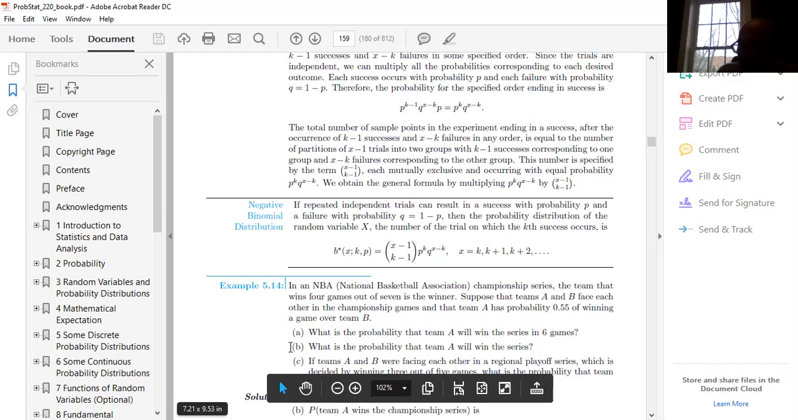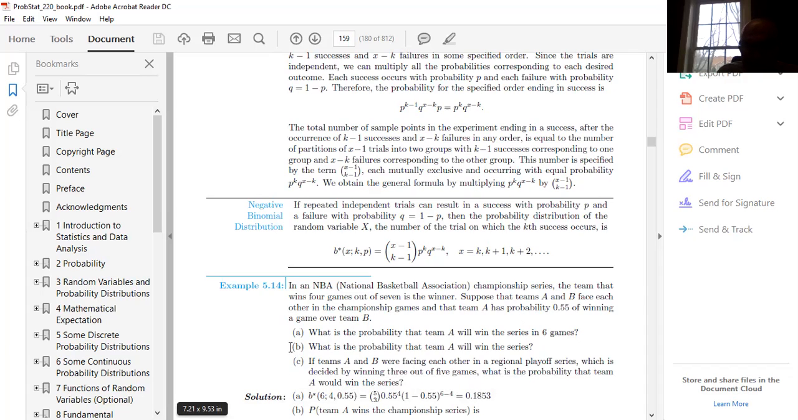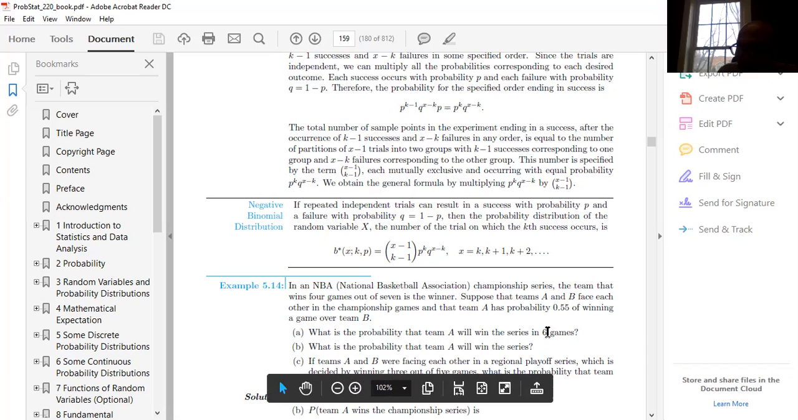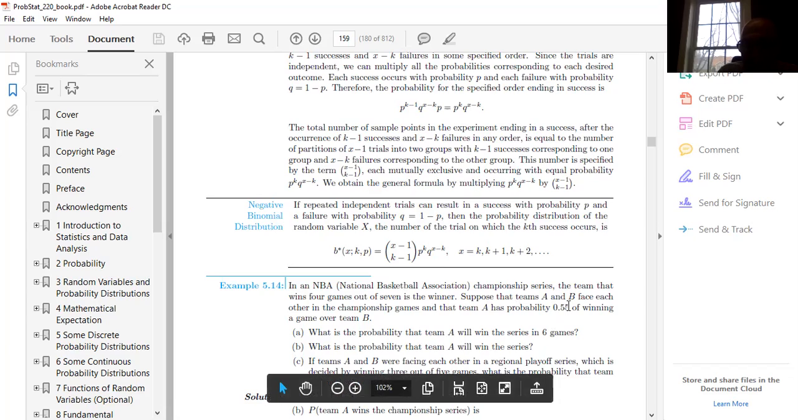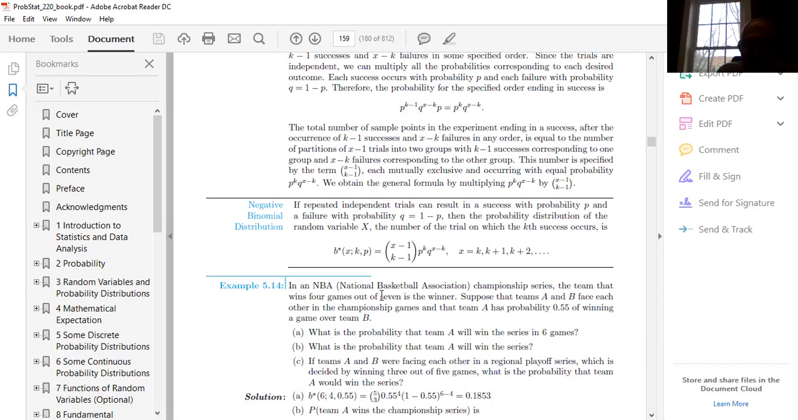Read the question twice. Then after, I would like to share my whiteboard. What is the probability that team A will win the series in 6 games? This is the negative binomial. My X is 6 games, so X is equal to 6. My k: out of the 6 games, how many games does team A have to win to be declared the winner? 4 games. So my kth success is 4, and probability is given as 0.55. Just plug the values and I will show you how to calculate this one.